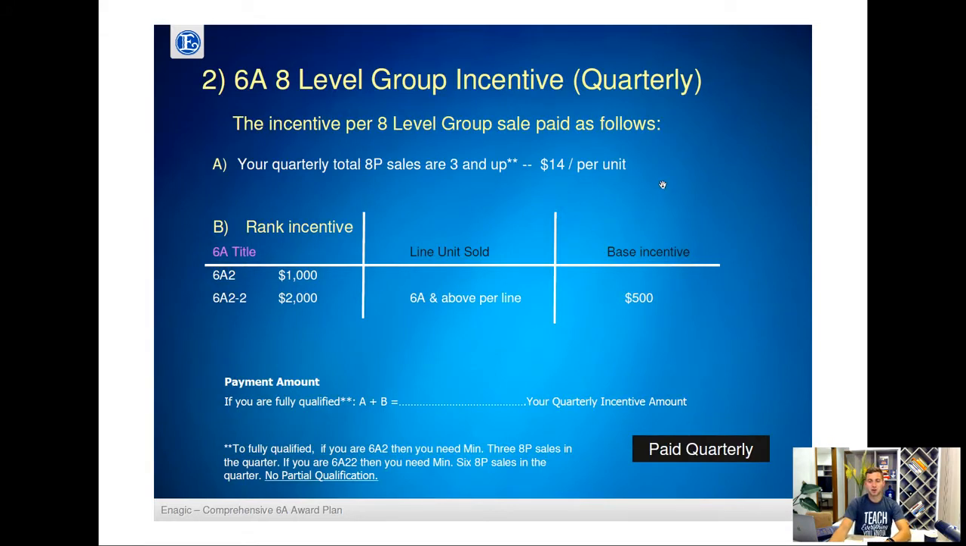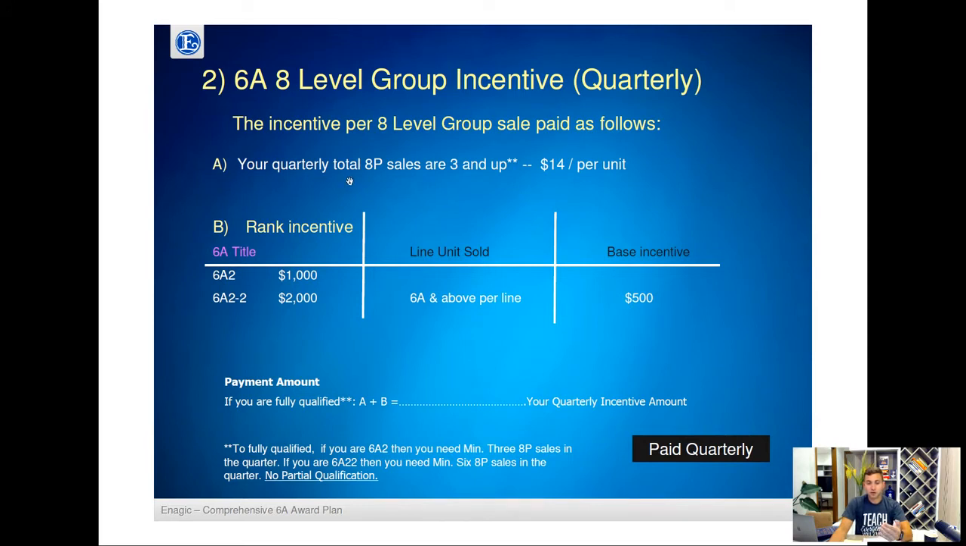All right, let's dive into the quarterly bonus. This is kind of similar, but there's a couple benefits about this as well. And guys, you get everything, right? When you're 6A2, you get paid out the quarterly, you get paid out the monthly, you get paid out everything. So the incentive per 8 level group sale paid is as follows.